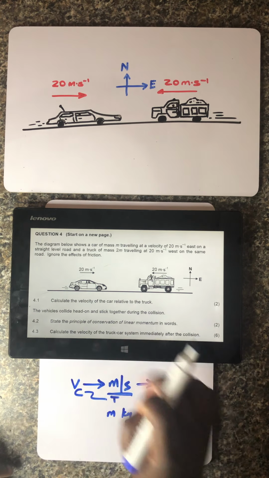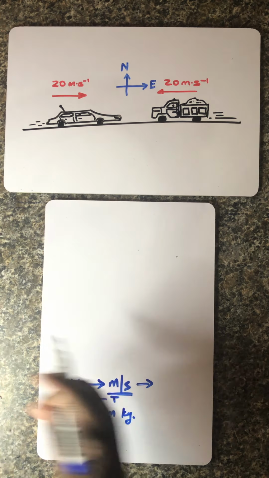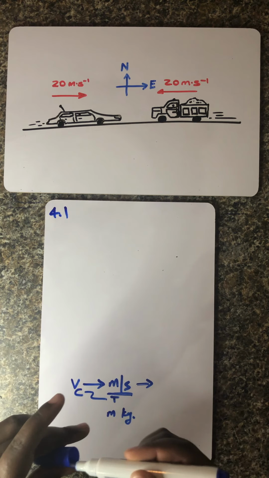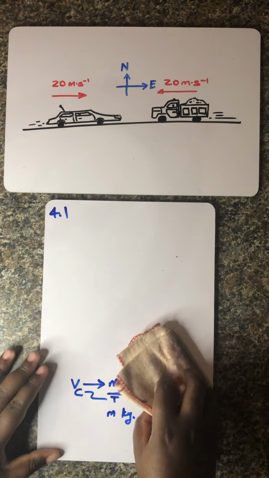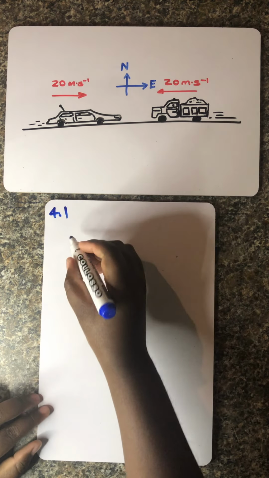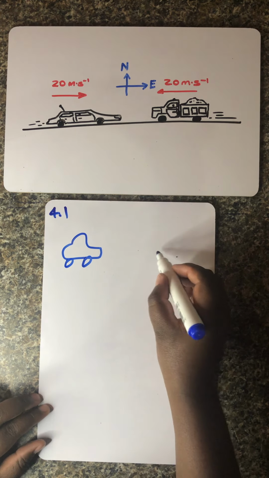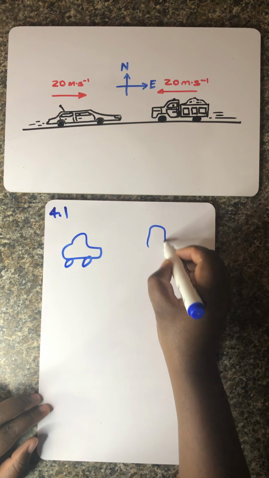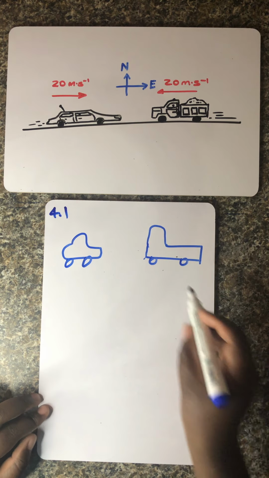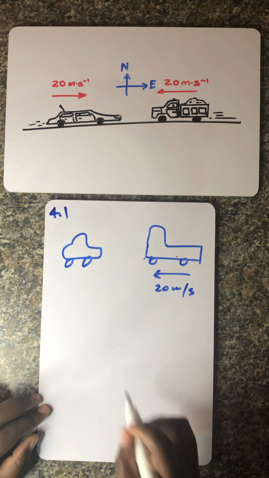So now I'm going to remove my tablet. Obviously you understood the question, ladies and gentlemen. So now we are on question number 4. Let me just remove this information and just draw something like that, and draw a truck. So this is that truck. Remember guys, this is moving in that direction at 20 meters per second.